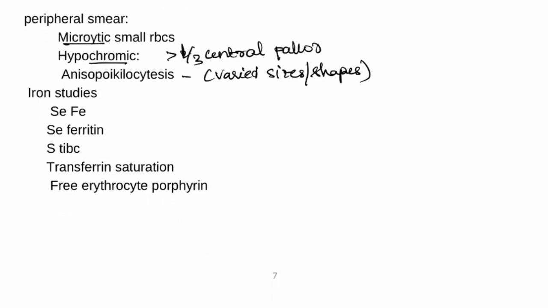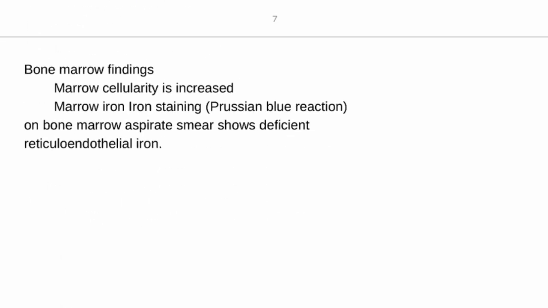In iron studies, serum iron is decreased as it is iron deficiency, and serum ferritin is decreased. Ferritin is nothing but the storage form of iron. When serum iron is decreased, the storage form of iron is also utilized, and the storage forms also get reduced. Total iron binding capacity is increased. Transferrin saturation is decreased. Free erythrocyte porphyrin is increased, and in bone marrow findings, marrow cellularity is increased.